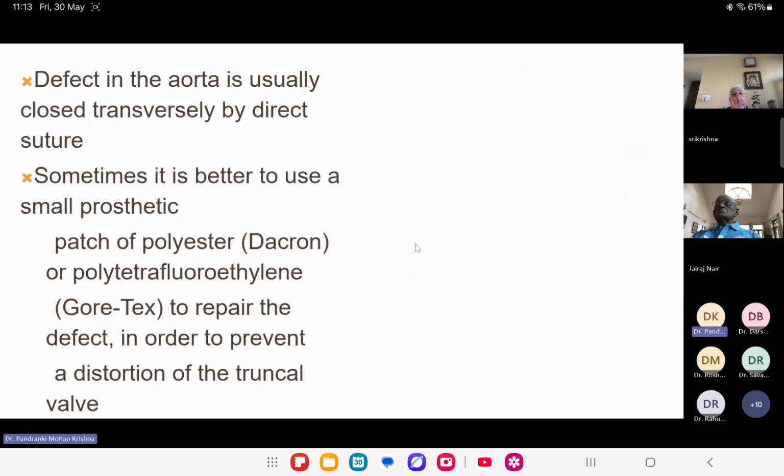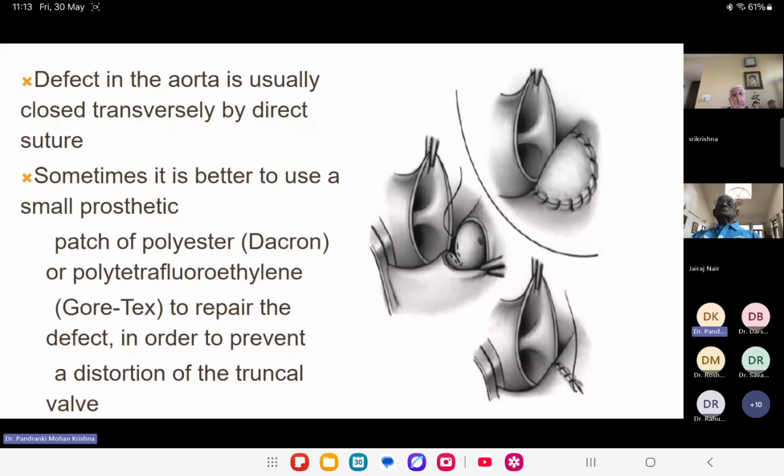And then incision is carried inferiorly and posteriorly so as to detach the pulmonary artery completely. And then the defect in the aorta is usually closed transversely by direct suture, and sometimes if it is large, we have to use a patch. Sometimes it can be a polished Dacron patch or a Gore-Tex patch. Mostly in our institute, we use a pericardial patch.